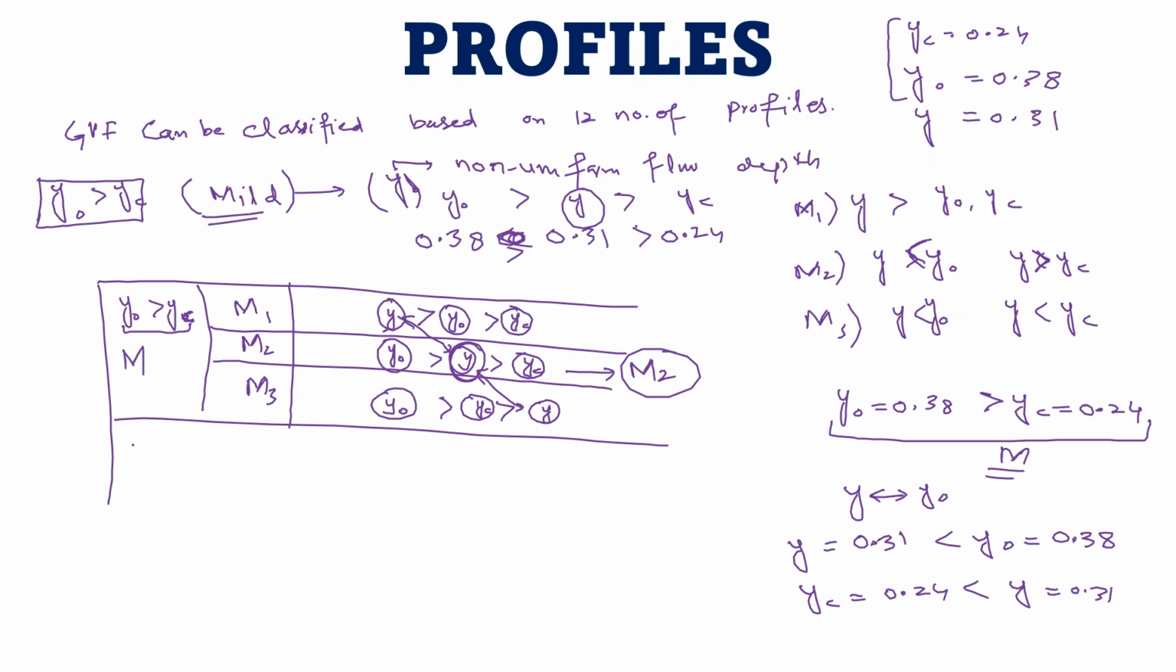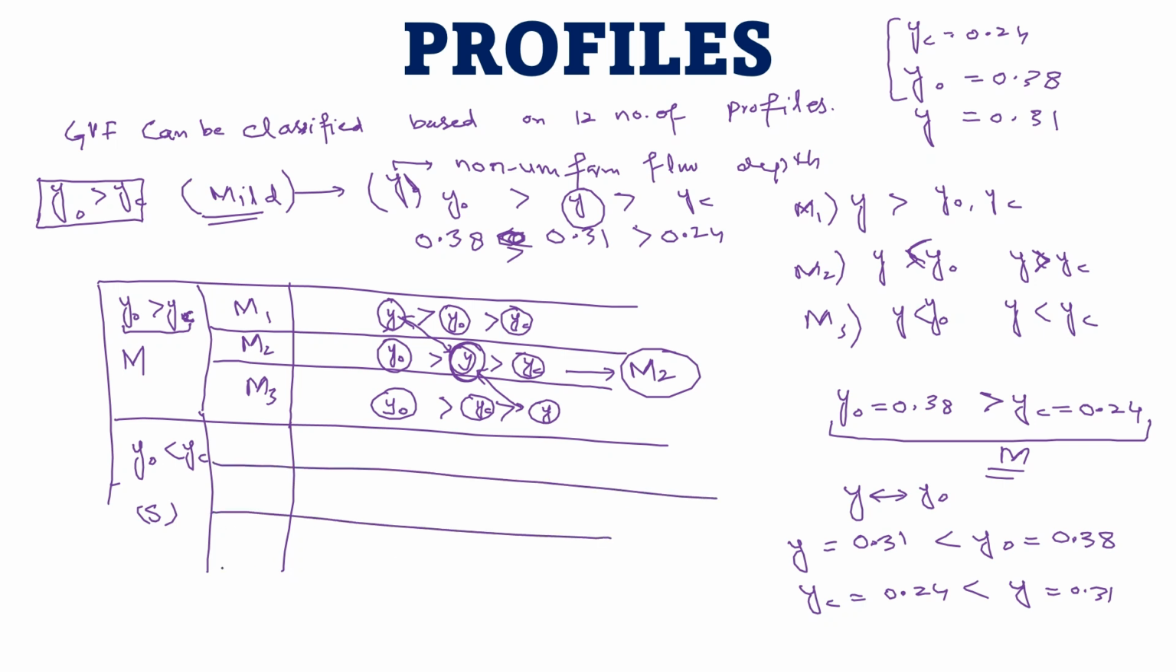Again, for the steep slope, if Y naught is less than YC, then the slope is a steep slope. So what category will we follow? S1, S2 or S3? It will again depend upon the values of Y as compared to Y naught and YC. It will be S1 if Y is greater than YC. You just simply need to replace Y naught and YC with each other. For mild slope, Y naught is greater than YC, but for steep slope, YC is greater than Y naught.